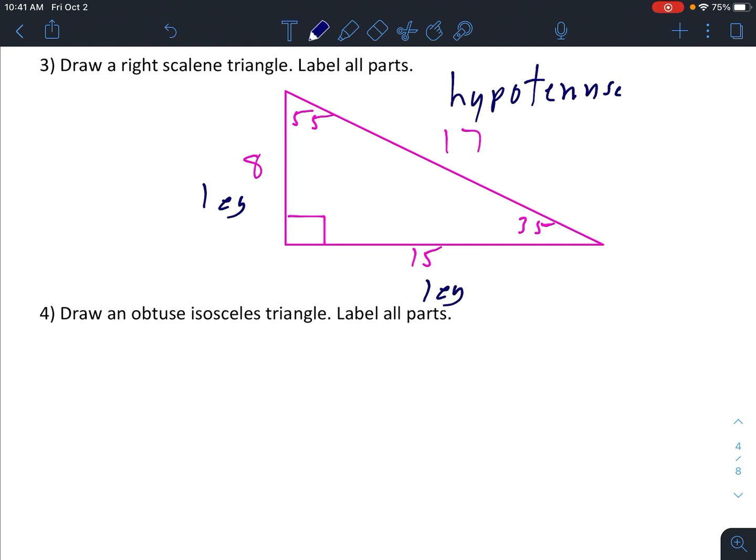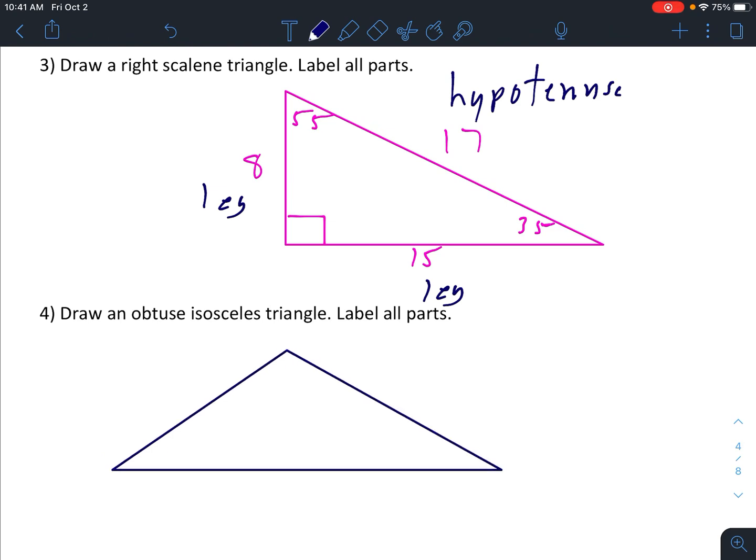Okay, number 4, draw an obtuse isosceles triangle. Show it's isosceles by putting tick marks on two sides. Show it's obtuse by making up a number that's bigger than 90. How about 120? To get the other two angles, we haven't really talked about this yet, but these will also be congruent. So we can do 180 minus 120 to get 60, and then cut that in half. These will both be 30.